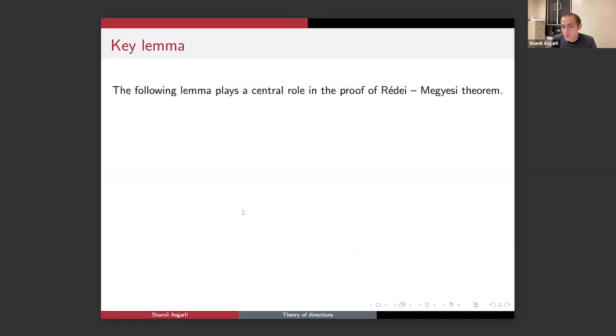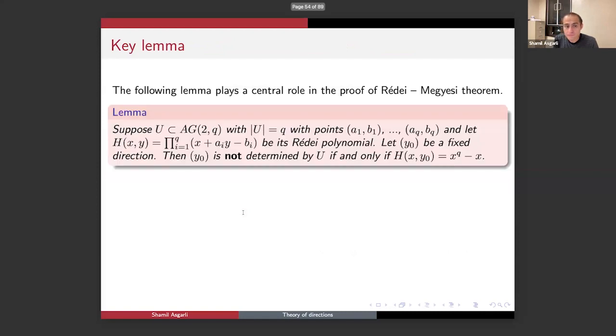So the following lemma plays a central role in the proof of Rédei-Megyesi's theorem. So here's what the lemma says. And this lemma actually works for any q. Notice here I didn't write p prime. Here I wrote q because the lemma actually holds more generally when you're working over a finite field of any cardinality, including prime powers. It does not have to be a prime.